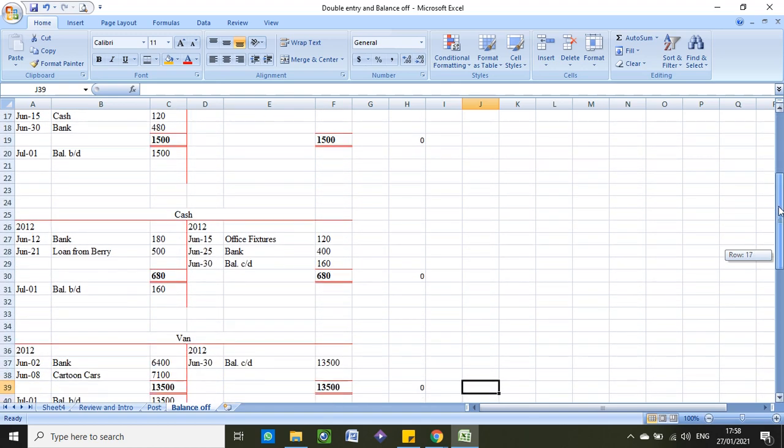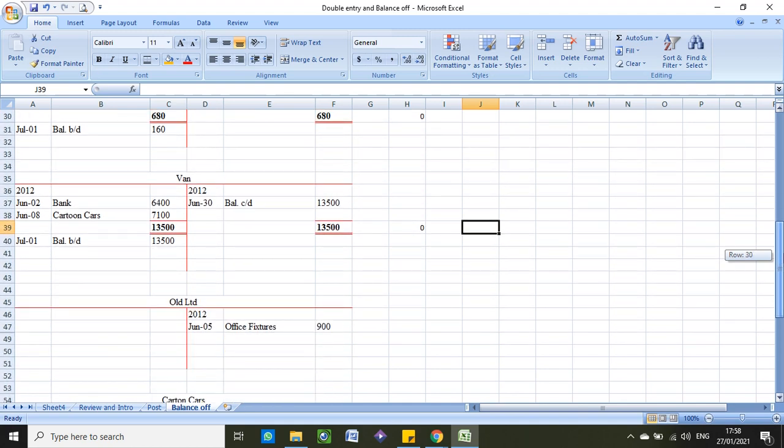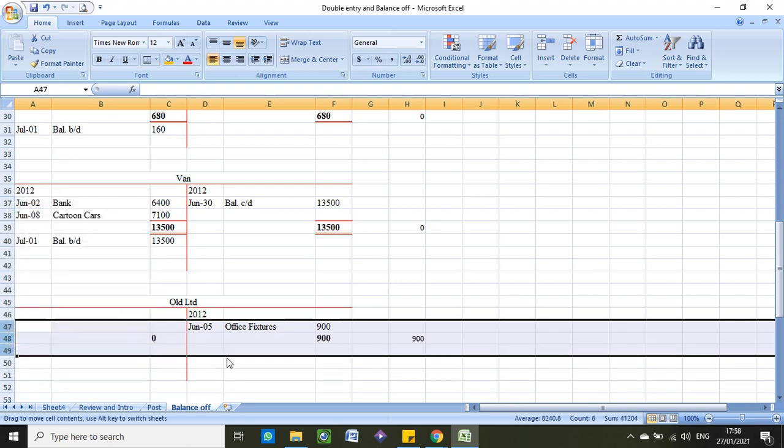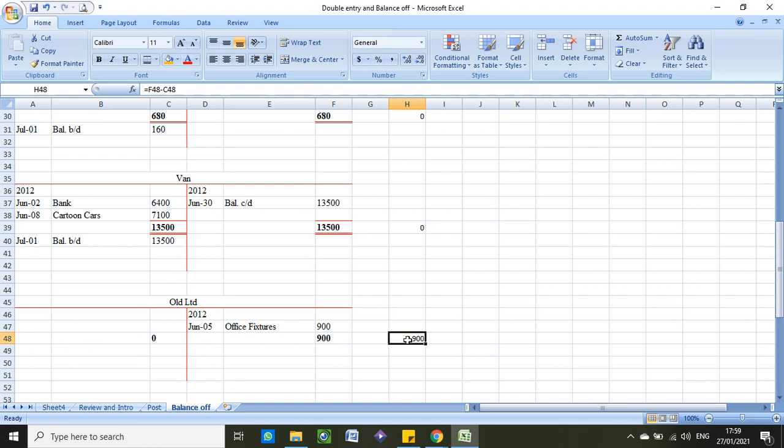Now we are moving to a liability. We purchased office fixtures from Old Limited, $900 on this date. So on the credit side, we have 900, and on the debit side, we have 0. So there is a difference of $900, of course. You do the largest number, the same steps that you did before. $900 minus 0 will give you $900. So you need to insert that difference on the smallest total, which is here.